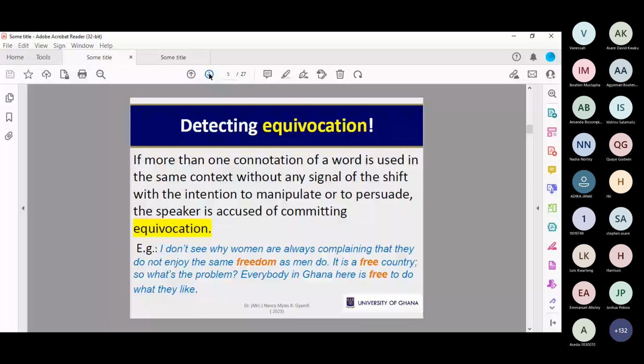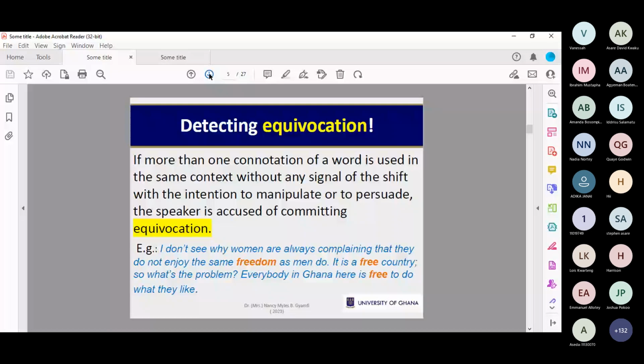Sometimes, like you see on your screen, it is with the intention to manipulate or to persuade. Sometimes it is not, but we are not able to measure intention. So you might say, oh, maybe the person didn't intend to. How do you measure whether he intended to manipulate people or he didn't intend to?